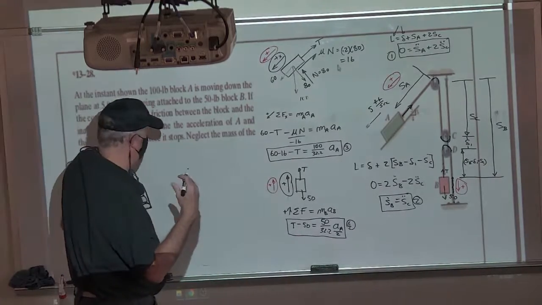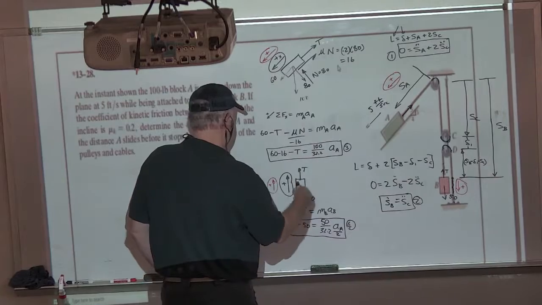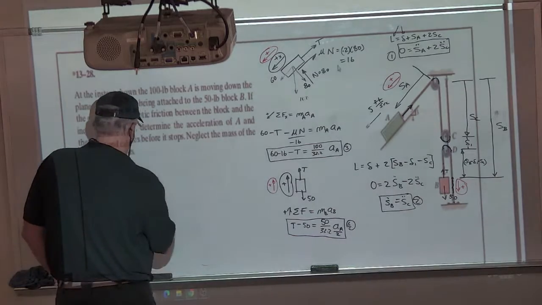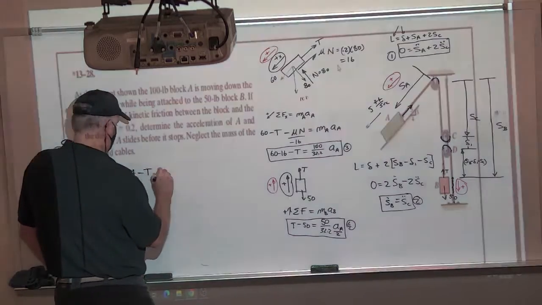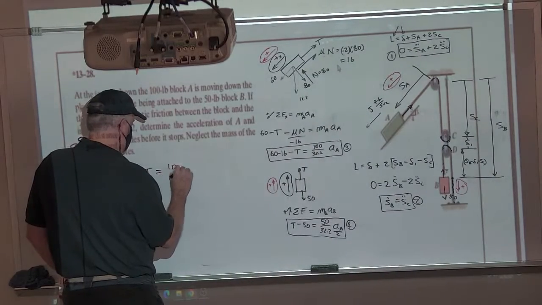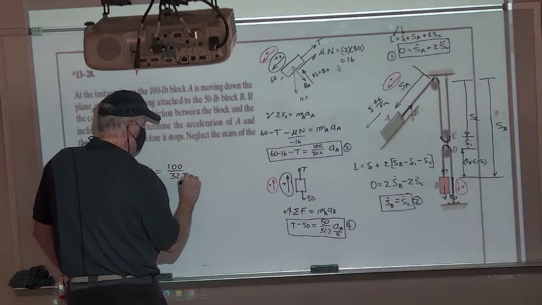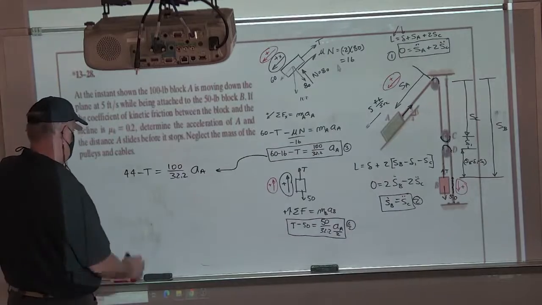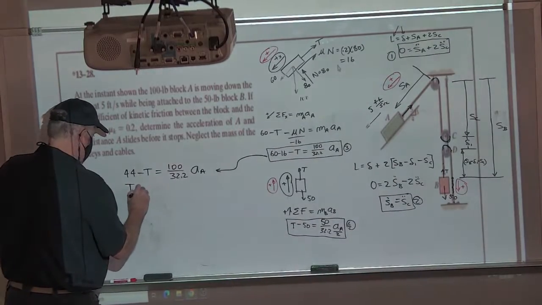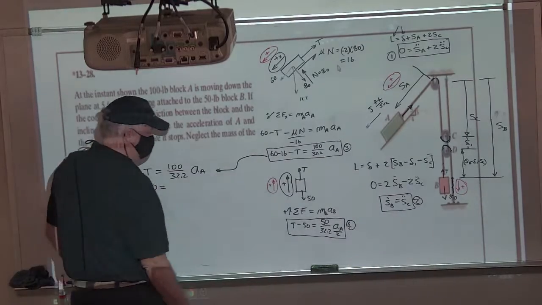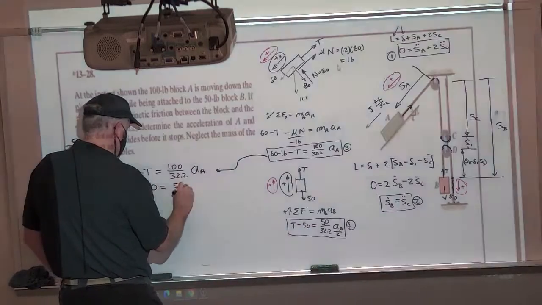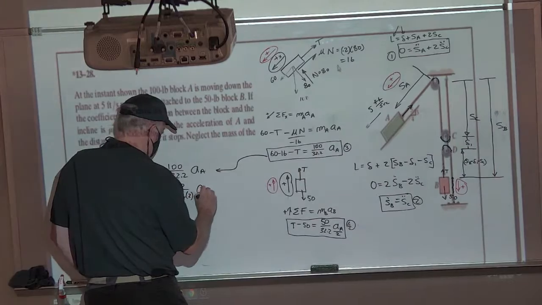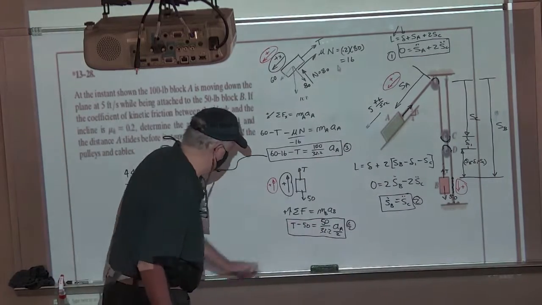Okay, 60 minus 10 is 50 minus 6 is 44 minus T equals 100 over 32.2 times the acceleration of A. T minus 50 is equal to 50 over 32.2 times the acceleration of A. I'll put the 2 under here with the 32.